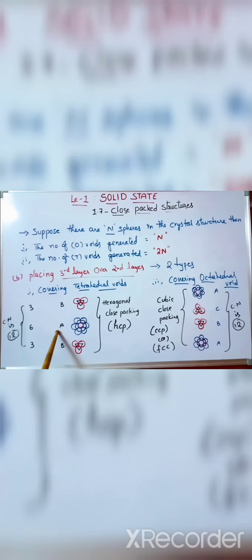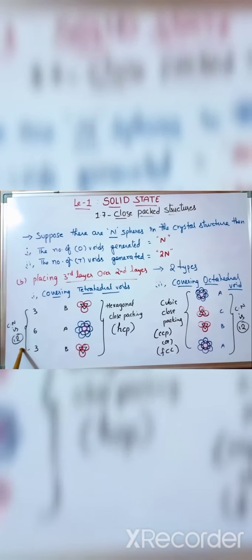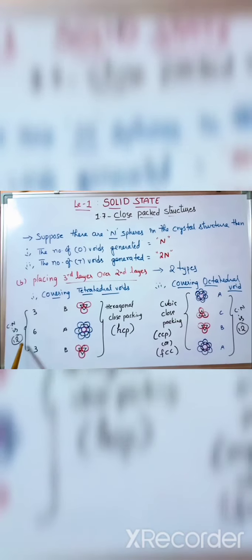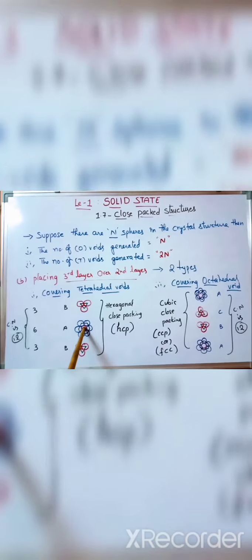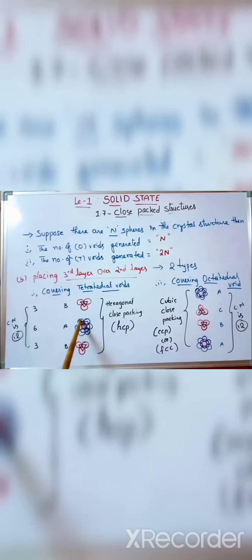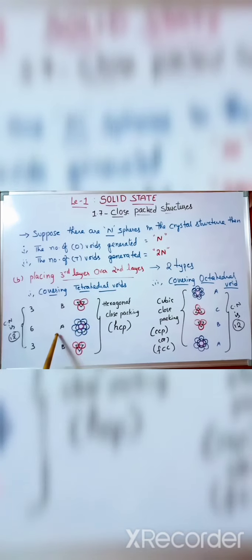So here the coordination number will be 6. Sorry, the coordination number will be 12. For example, you can take zinc and magnesium. Understood, children? In this type, each sphere is in contact with 12 other spheres. This is the central atom, which is in contact with 6 here, 3 here, 3 here, a total of 12 other spheres. So the coordination number will be 12.